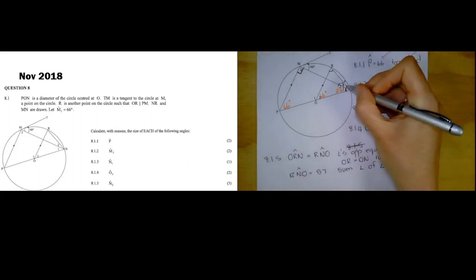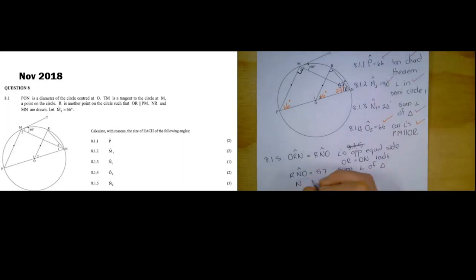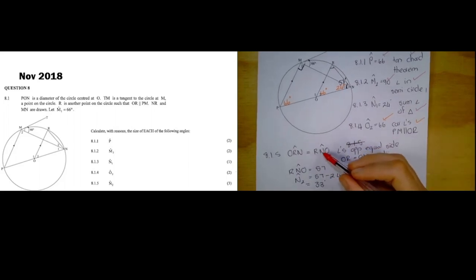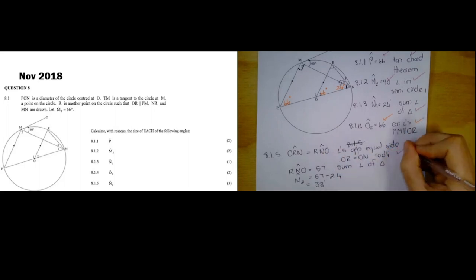If they only want N2, now it's simple. I can go N2 is the 57 minus the 24 I had, and that means that is 33 degrees. 3 marks. Where did the 3 marks go? A mark for the statement that the base angles were equal with the reason, then a mark for getting the 57 with the sum of the angles in a triangle, and then a mark for your final answer.